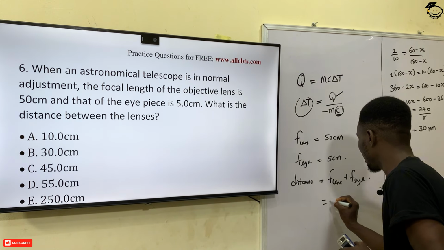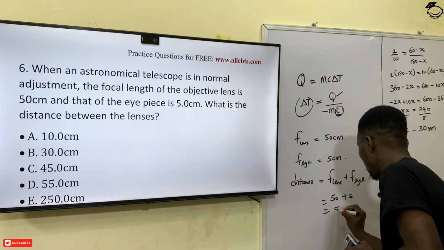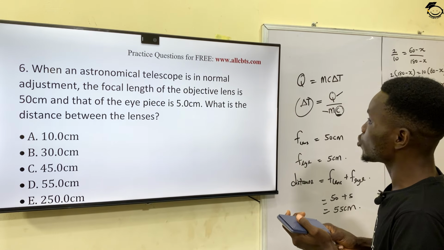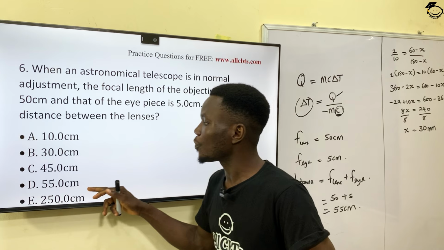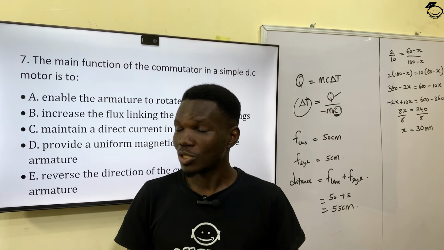So this will give me 50 centimeters plus 5 centimeters, and that will give me 55 centimeters. So it means that the distance between the lenses is going to be what? 55 centimeters, which is option D. So that takes us to question number 7.